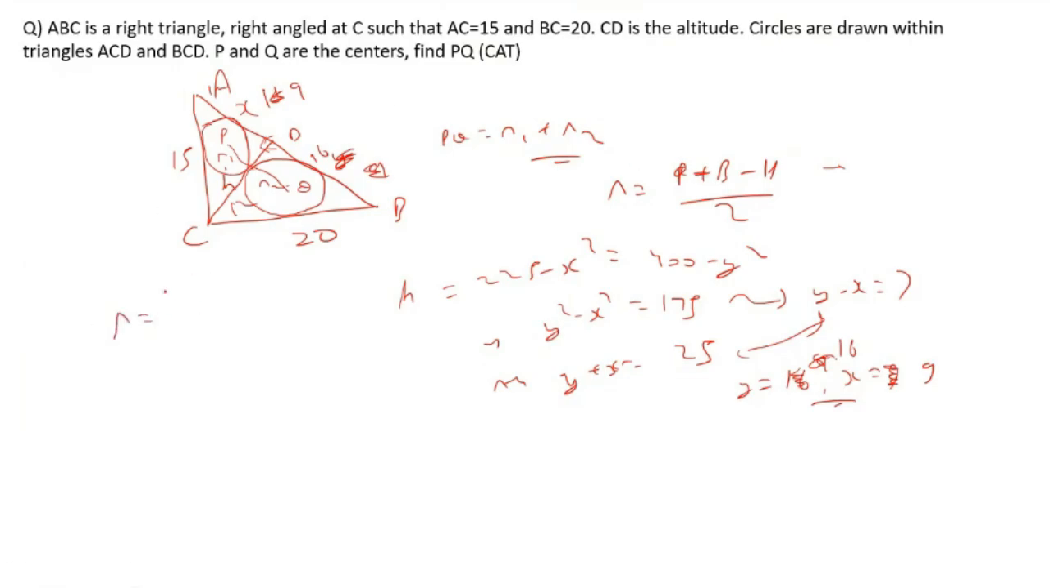So R for the above triangle would be what? This is the hypotenuse 15, the opposite as to right angle. So basically it will be 12 plus 9 minus 15 by 2, which is nothing but 3, which is R1. R2 would be from this triangle 16 plus 12 minus 20 by 2. So this is 4. Your answer PQ is nothing but 3 plus 4, which is 7.